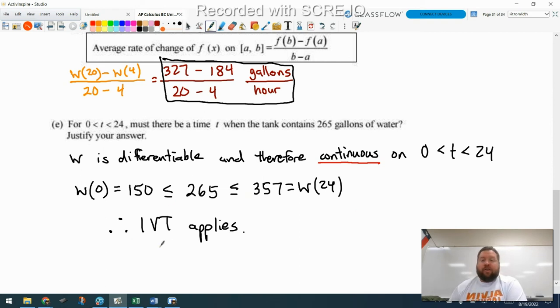All right, and then you invoke the name of the theorem at the end. If you don't invoke the name of the theorem, you have to write that conclusion. Therefore, there's a value C on the interval 0 to 24 such that W of C equals 265. It's a mouthful. It's a lot to write. Just invoke the name of the theorem. It's much simpler and cleaner, and we'll get you all the points. All right, again, this is an answer written so perfectly that they have no choice but to give us all the points on it.